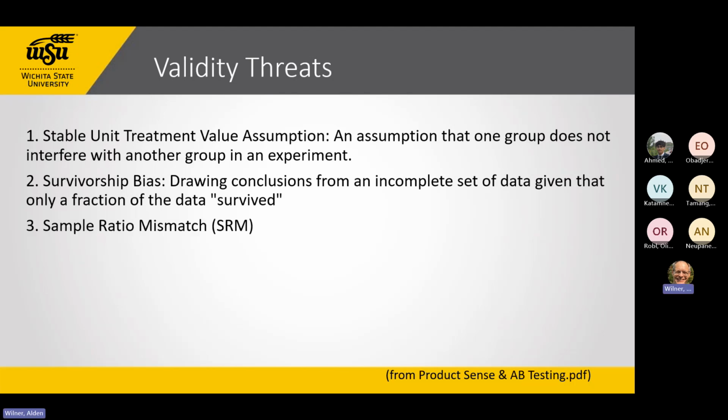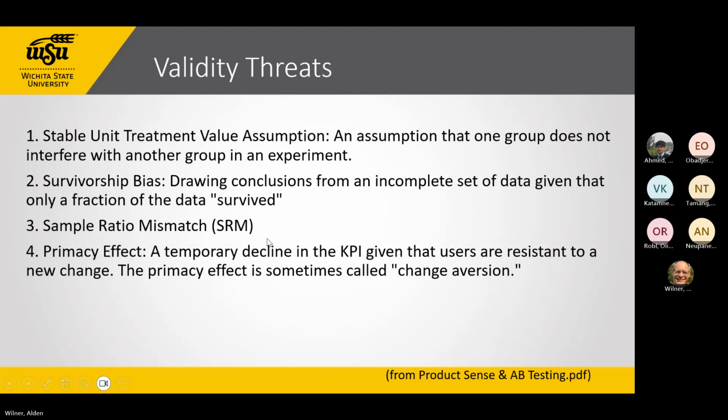So, sample ratio mismatch. If for some reason we don't send out 50-50, or there's a power glitch or something, and all the people we're sending B data to get dropped out of our data set, we have an imbalanced data set.